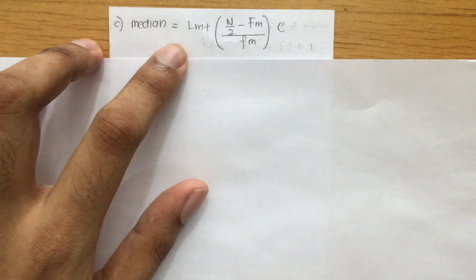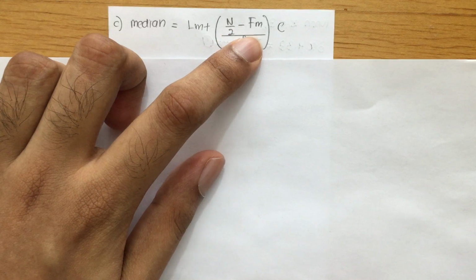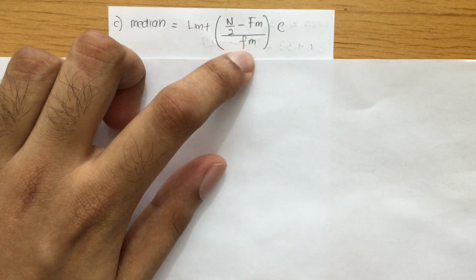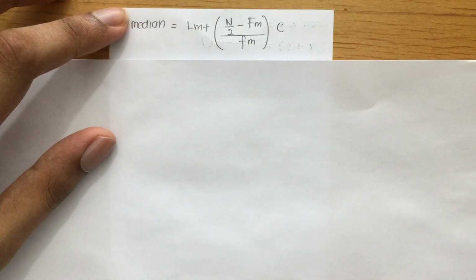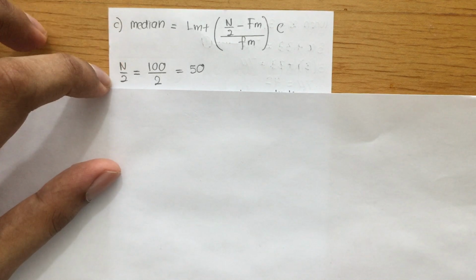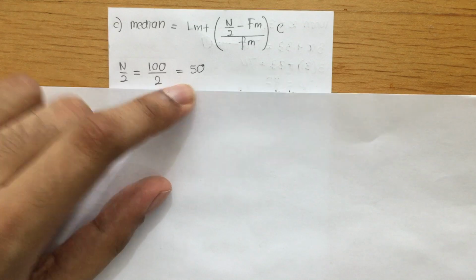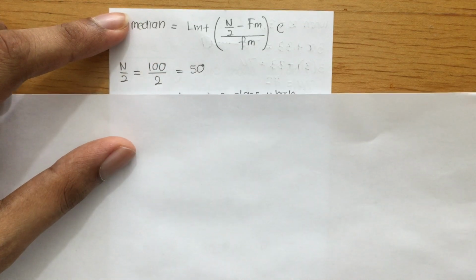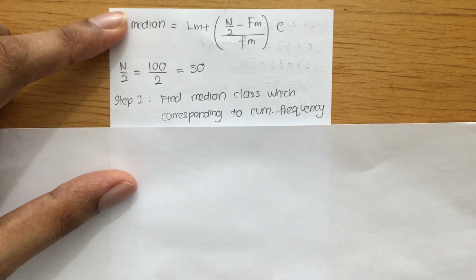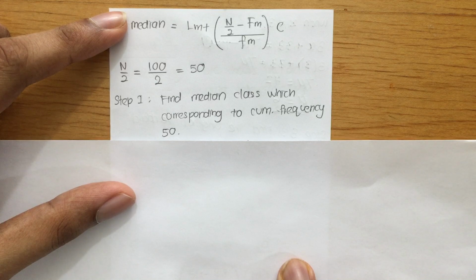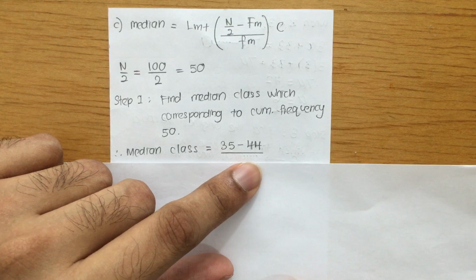Okay, so median equals lower boundary of median plus n over 2 minus the cumulative frequency before the median class, divided by the frequency of median class, times the class size. So n over 2 is equal to 100 over 2, so from here you get n over 2 is 50, guys. Step 1 is we need to find the median class, corresponding to the cumulative frequency 50. In this case our median class will be between 35 to 44, guys.